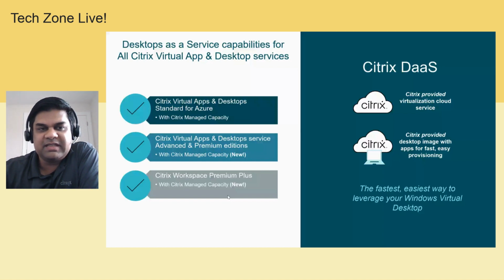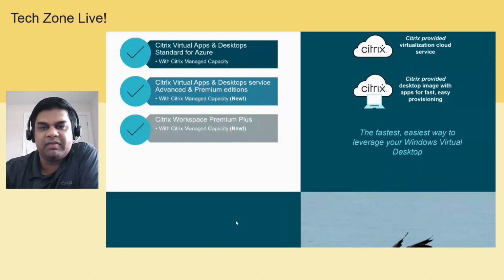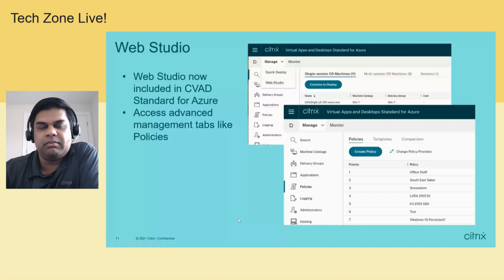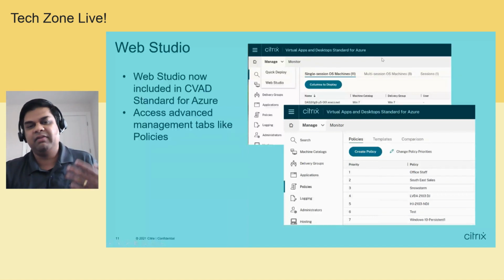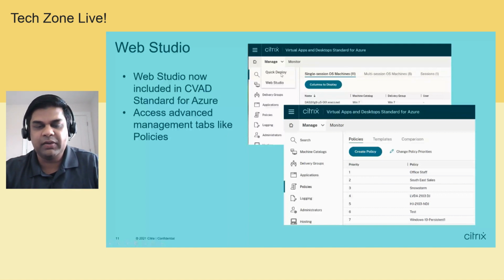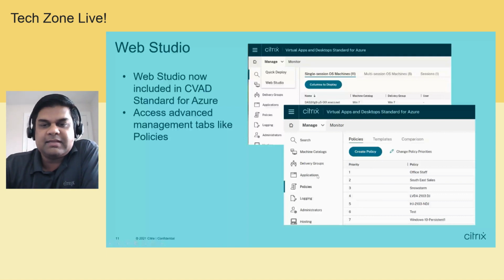And in terms of the CVAT standard for Azure, we are continuing to ramp up. It's benefiting from being part of the CVAT family. So we now have Web Studio in Virtual Apps and Desktop standard for Azure as well. So you can start with quick deploy. But if you want to take advantage of advanced capabilities like policies, restart schedules, and all of that, you can come to Web Studio and continue to apply those on the catalogs that you created using quick deploy. So that's available.